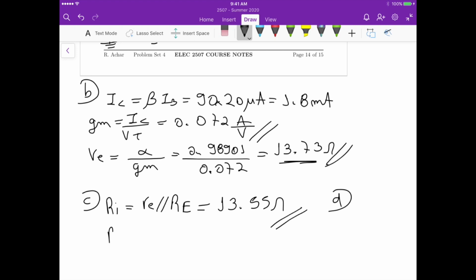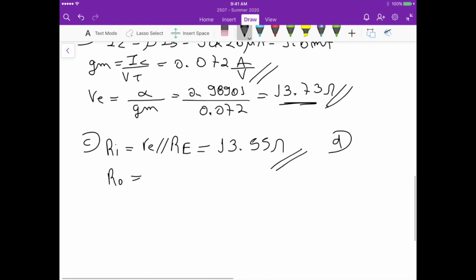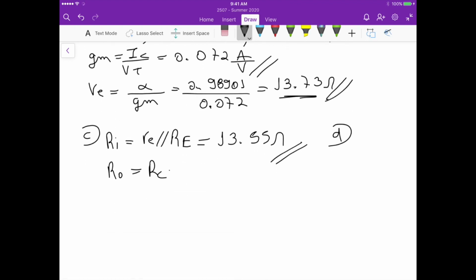Now for the output resistance, if we look at the circuit here, it is the resistance seen from this terminal. When this alpha IE here is zero, there is no current there, so it goes to the ground, and that's approximately RC, which in our case is equal to 2k ohm.